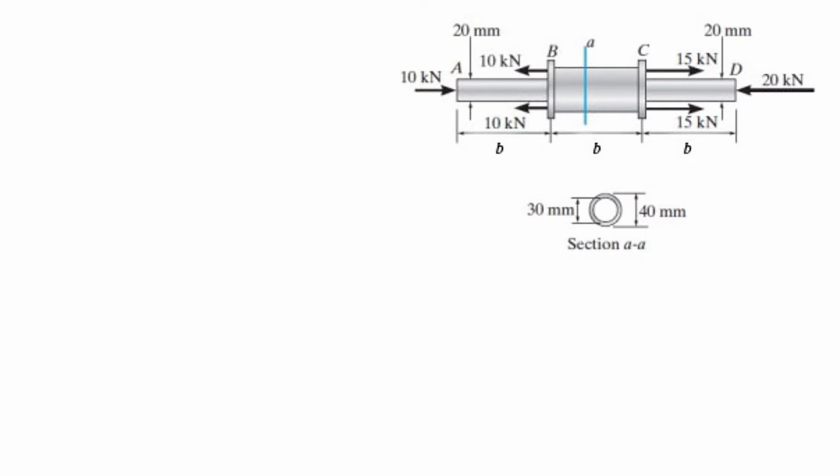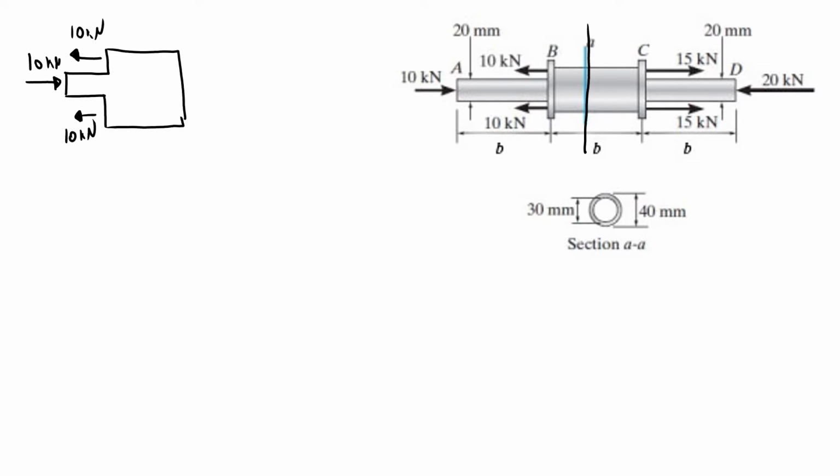Our second step is to make a section cut here. So now we have our piece, something like this. Here we have 10 kilonewtons. Here we have 10 kilonewtons. And here we have 10 kilonewtons. And here we have our N2. So the sum of the forces equals 0. We have N2 plus 10 minus 20 equals 0. So my N2 is equal to 10 kilonewtons.